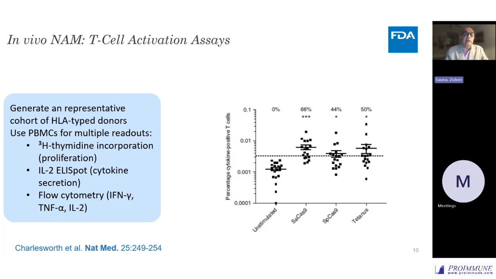And in this case, they're looking for percentage positive cytokine producing T cells, and compared to unstimulated cells, cells stimulated with SA and SP Cas9 are almost comparable to what you have if you challenge these same cells with tetanus toxoid.